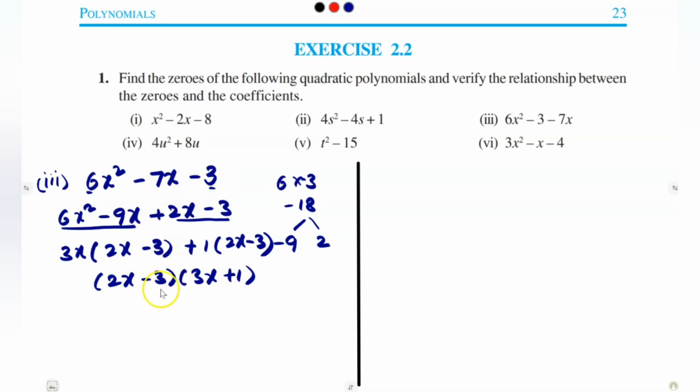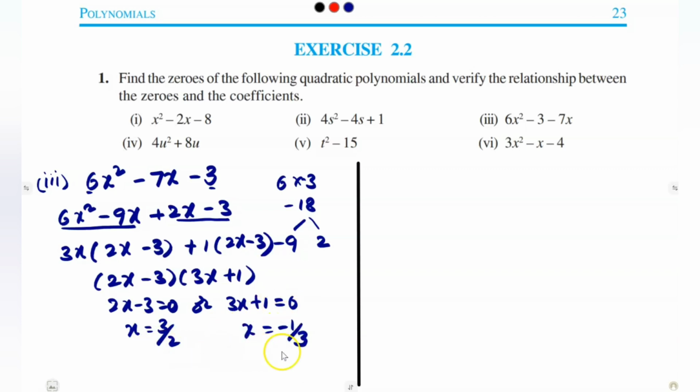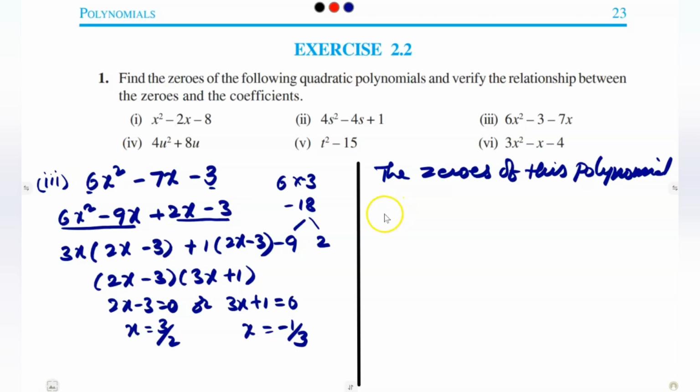So this polynomial becomes 0 when either 2x minus 3 is equal to 0 or 3x plus 1 is equal to 0. If 2x minus 3 is equal to 0, x would be equal to 3 by 2. Or if 3x plus 1 is equal to 0, x would be equal to minus 1 by 3. So these are the zeros of this polynomial. The zeros of the polynomial are: the first one, let us take it as alpha, 3 by 2, and the second zero, beta, which is minus 1 by 3. So we need to verify now.